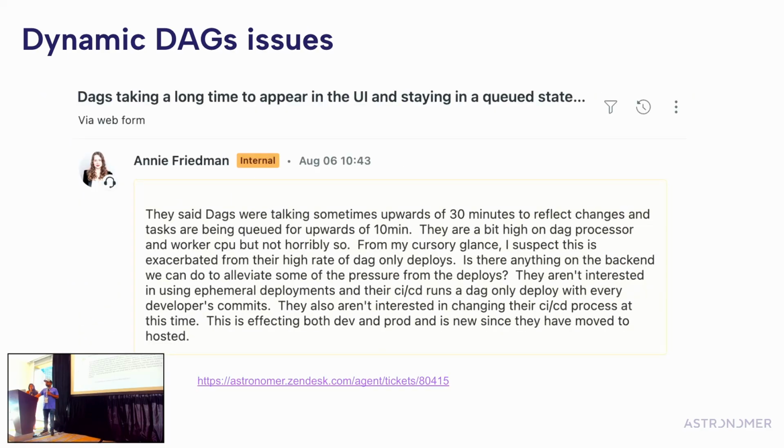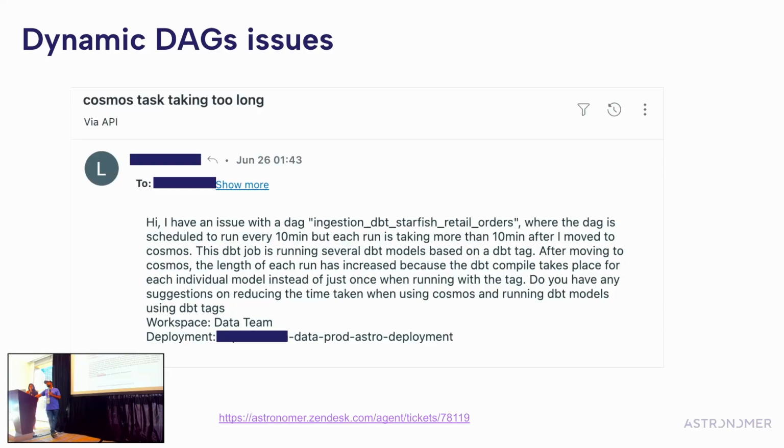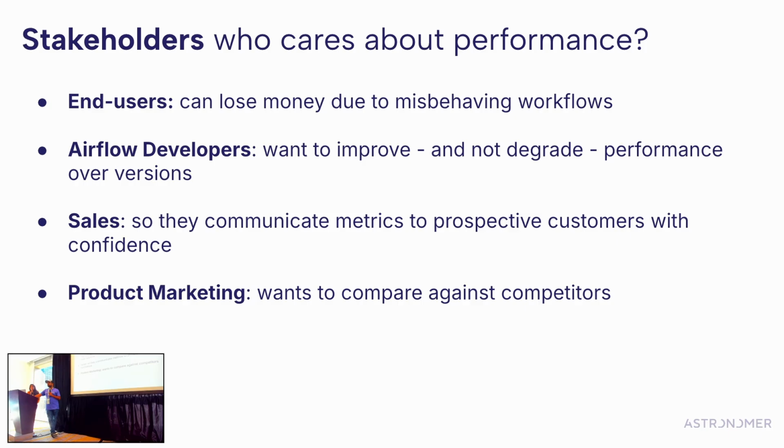We have seen multiple issues in terms of DAGs being stuck in queued state and DAGs not being visible on the Airflow UI. So these are the motivation factors which are contributing to it. Now, talking about who cares about performance, I think each and every one of us, whether they are developers, users, stakeholders, or in sales or production, everyone cares about the performance.